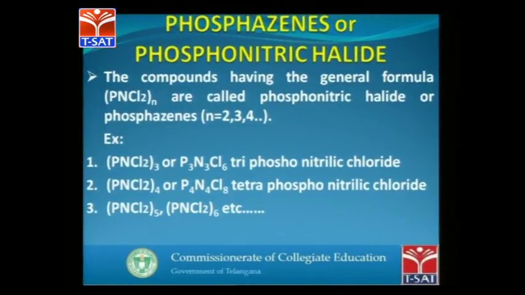Coming to phosphonitrile halides, these are also called phosphazenes. Phosphazenes are phosphonitrile halides having the general formula (PNX2)n. X can be fluorine, chlorine, bromine, methyl, or some phenyl groups also, but (PNCl2)n has wide industrial application. So we can take phosphonitrile chlorides only.